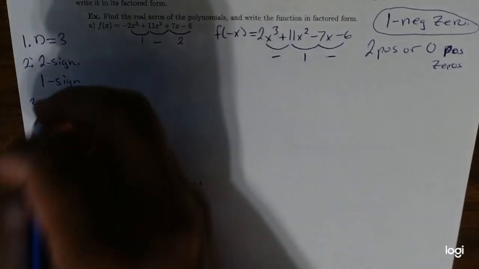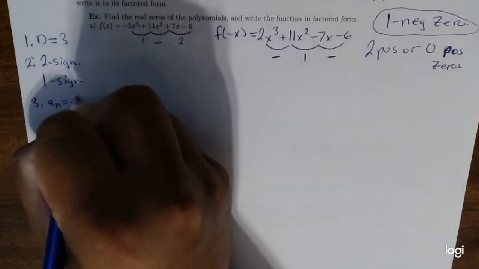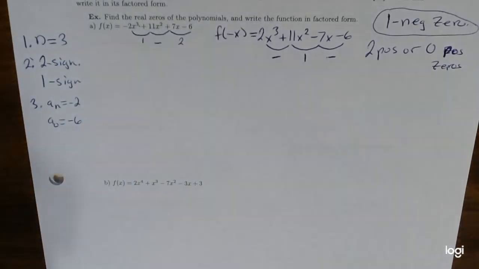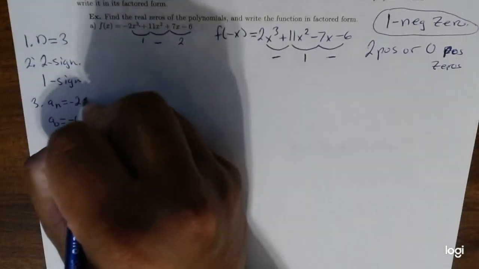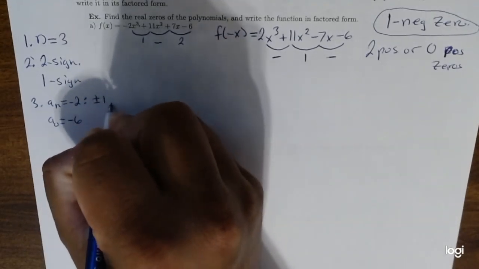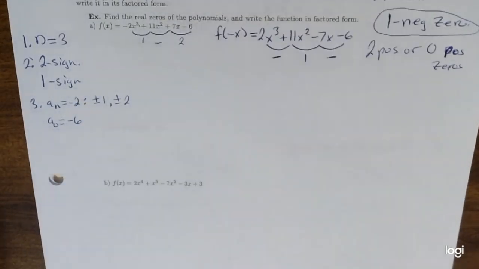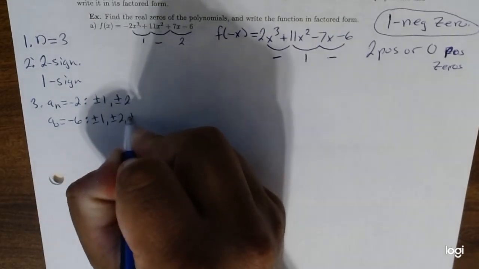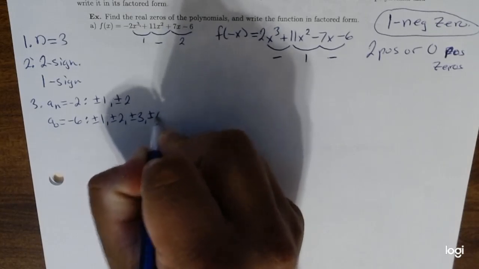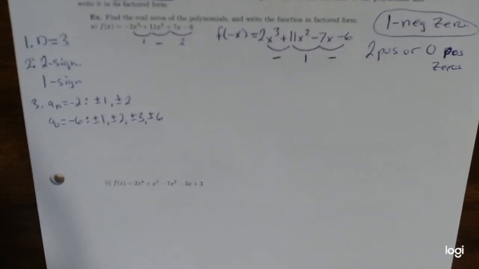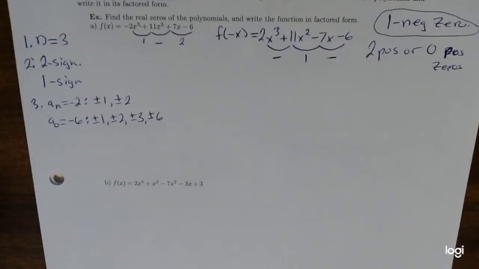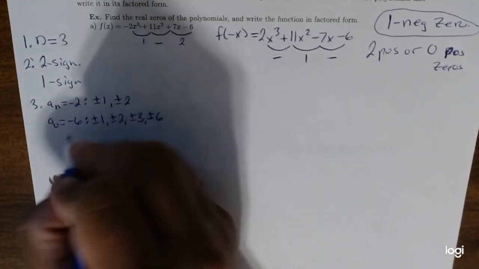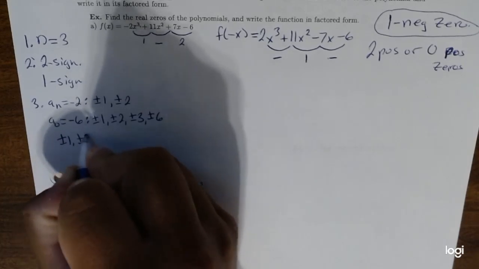In this case, a sub n is negative 2, and a naught is negative 6. We already did this earlier, right? So plus or minus 1, plus or minus 2 are the factors of that one. And this one is plus or minus 1, plus or minus 2, plus or minus 3, and finally plus or minus 6. So all possible scenarios are these numbers divided by those. All these divided by 1 is just itself, so I'll just rewrite the list here.